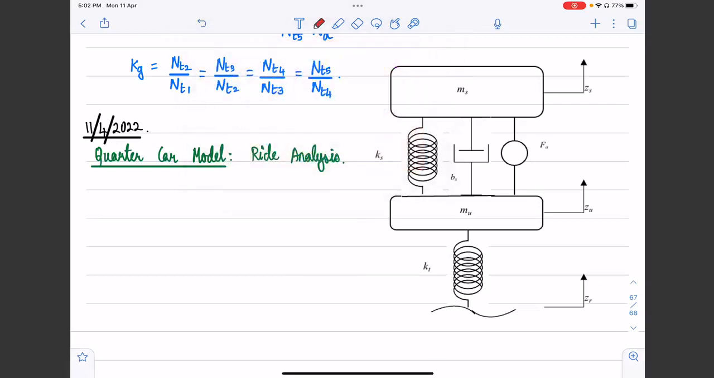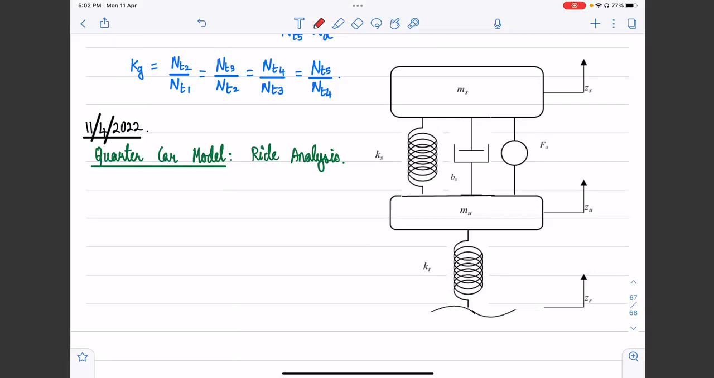So as the name suggests, the quarter car model considers one quarter of a car, right? A car is typically a four-wheel vehicle, and it is going to have four wheel assemblies and four suspension assemblies, right? So the quarter car model considers one particular suspension assembly, and that's why it's called a quarter car model.